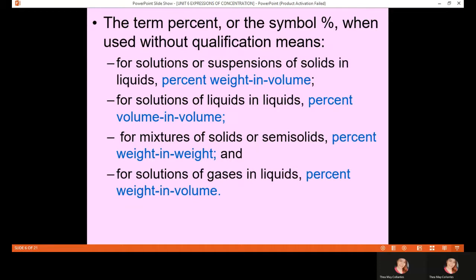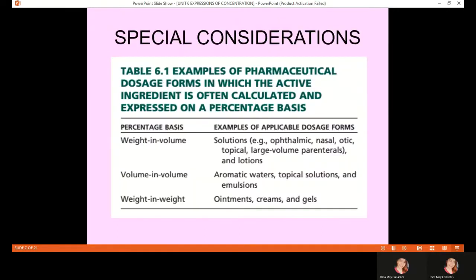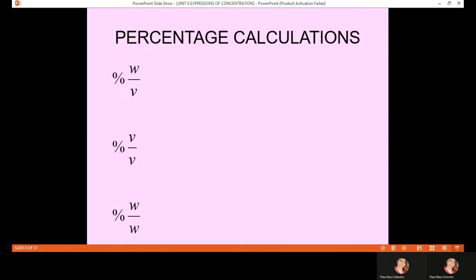So we use percent weight in weight in order for us to calculate it. And also we have the weight in volume. Usually we use this in gases and liquids, so these are your aerosol preparations. Okay, so we'll proceed. You can read the different side notes there. So this is your percentage calculations, and this is how they look like.